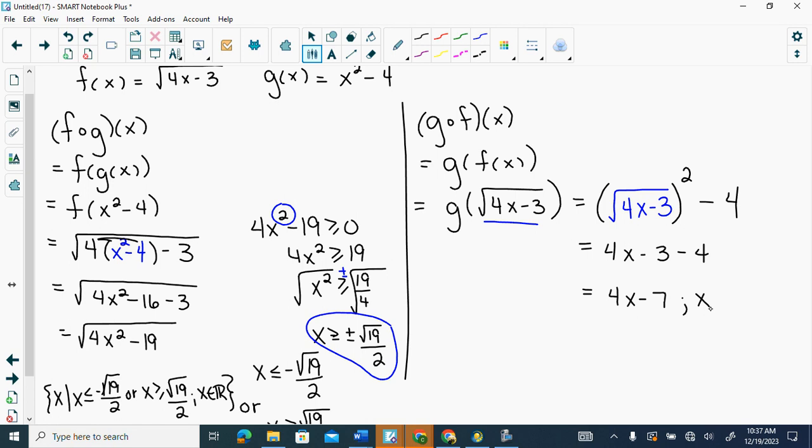Does everyone have 4x minus 7 in your calculator? I'm not doing this because you don't know what that looks like. Write it into your calculator.